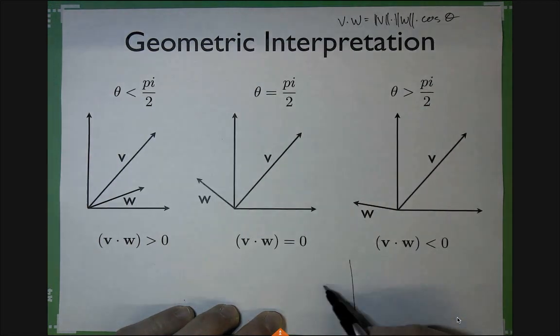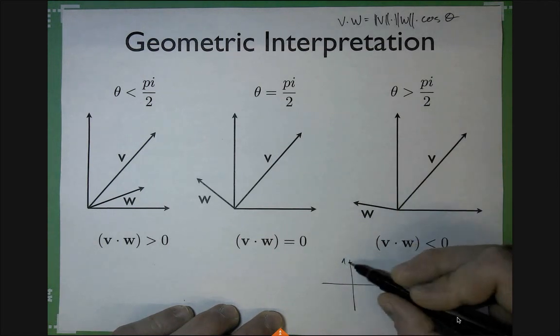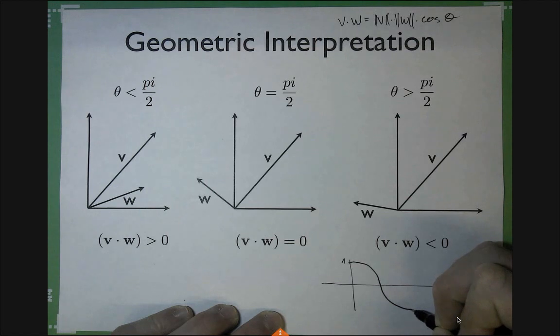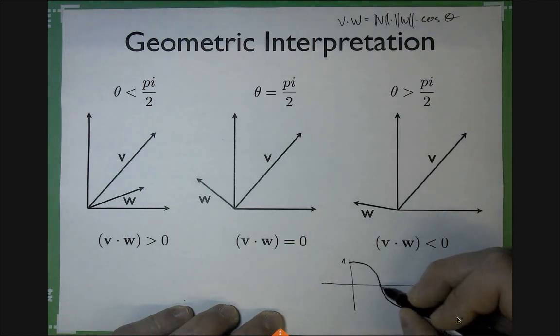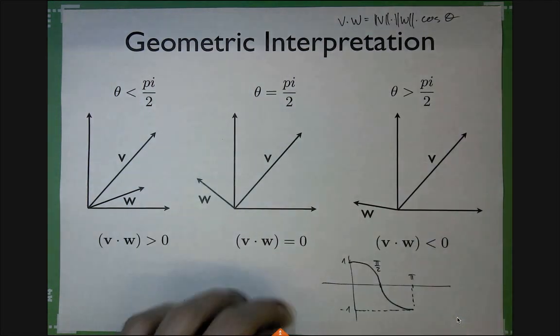Do you remember cosine? So cosine starts at 1. Then it drops down to 0 and then goes to minus 1, right? So when I'm at pi half, I'm at 0. And when I get all the way to pi, I go down to minus 1, right? That's how cosine looks like.